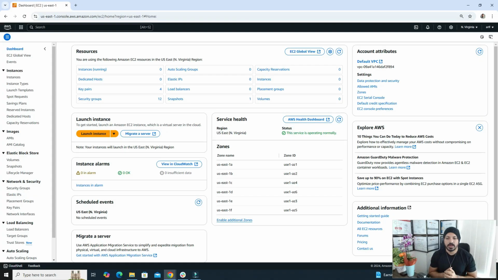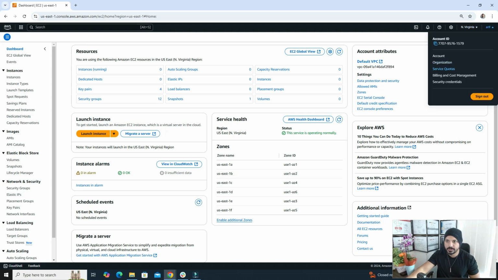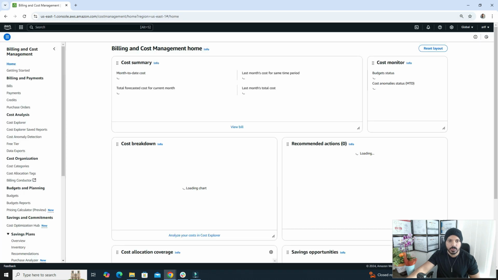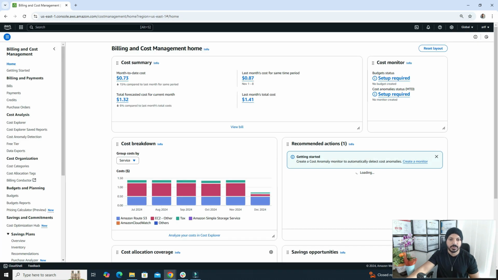All right, so I have logged into my personal AWS account, and from the upper right corner, I will navigate to the billing and cost management dashboard. So here we can see all the monthly billings and stuff. The first strategy that we can follow to reduce our AWS cost is using AWS Savings Plans.